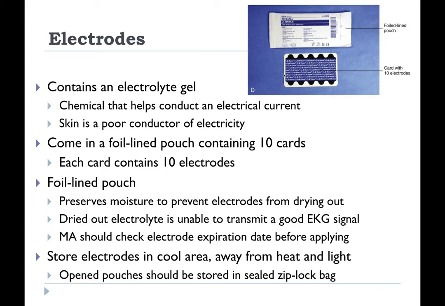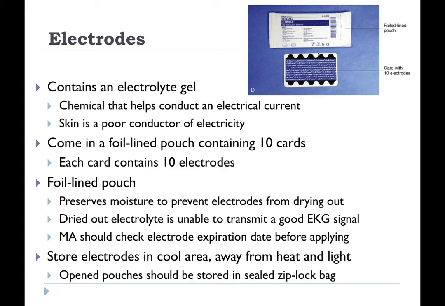So again, they contain an electrolyte gel. That's a chemical that helps conduct the electrical current, as skin is a poor conductor of electricity. They come in a foil-lined pouch to keep them safe from the light and heat. And each pouch usually has 10 cards like this inside. And each card contains 10 electrodes.